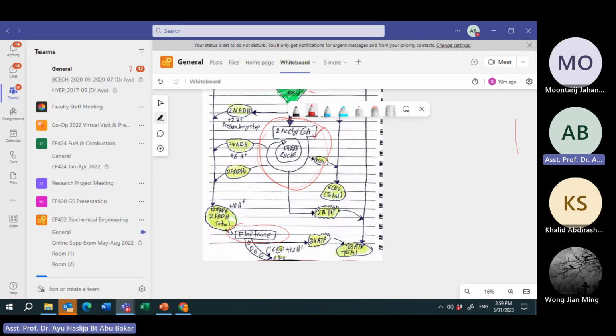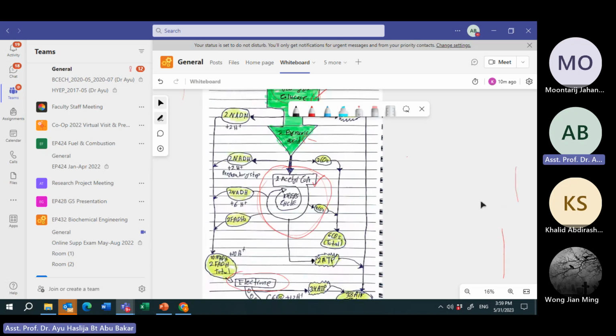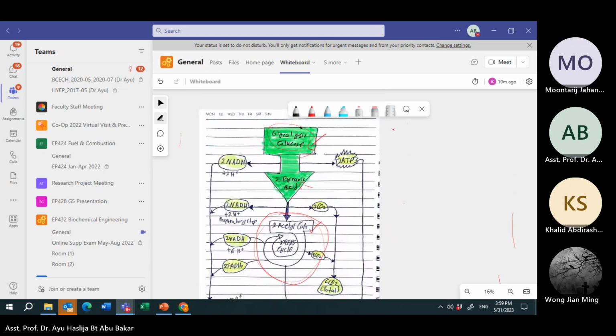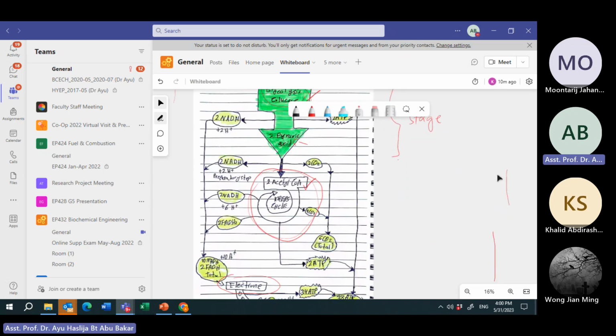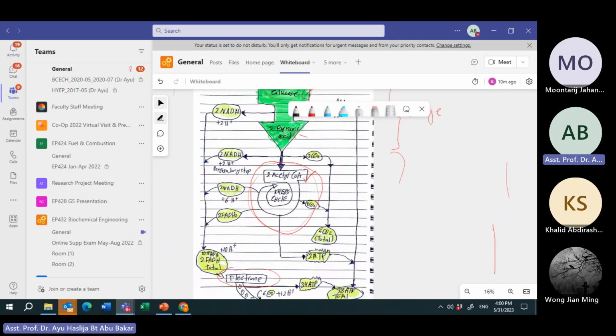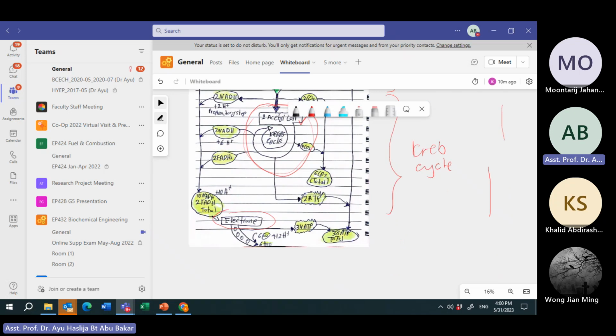So here you will see there are 3 stages. Stage 1, glucose converts to pyruvate. Then stage 2 would be the Krebs cycle. Then stage 3 will be the ETC.